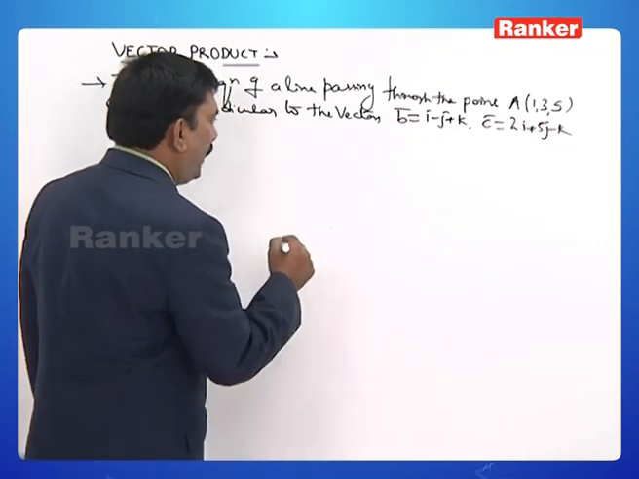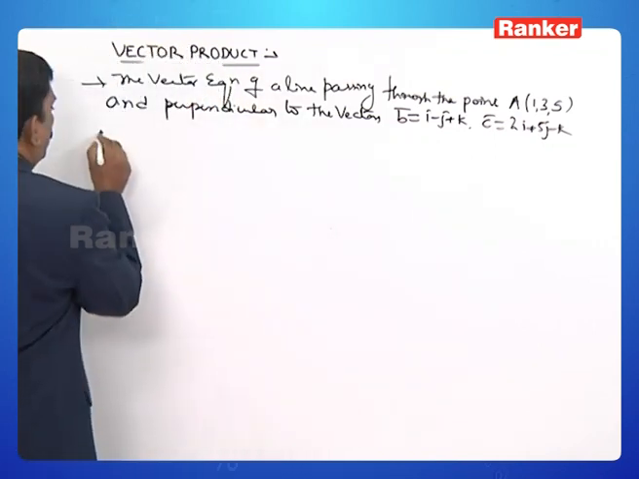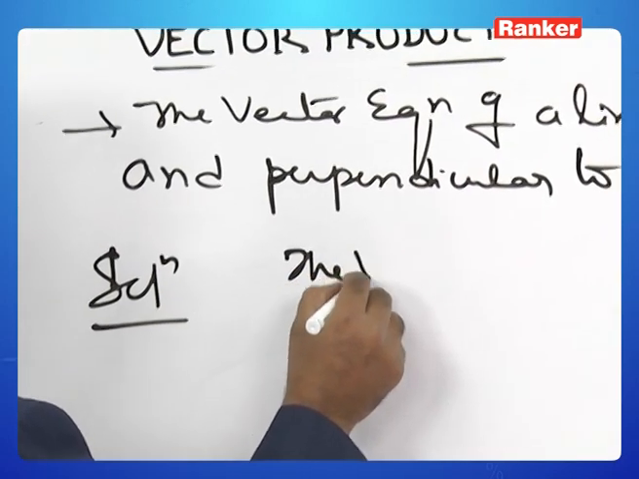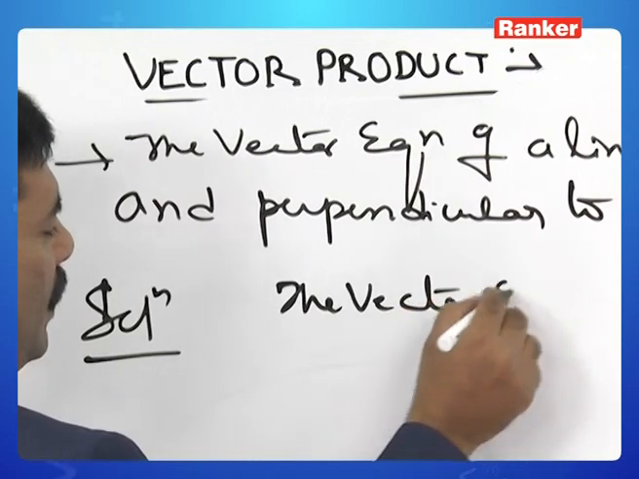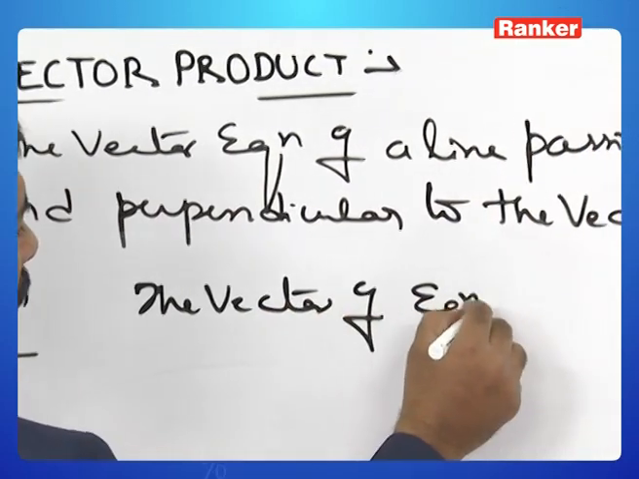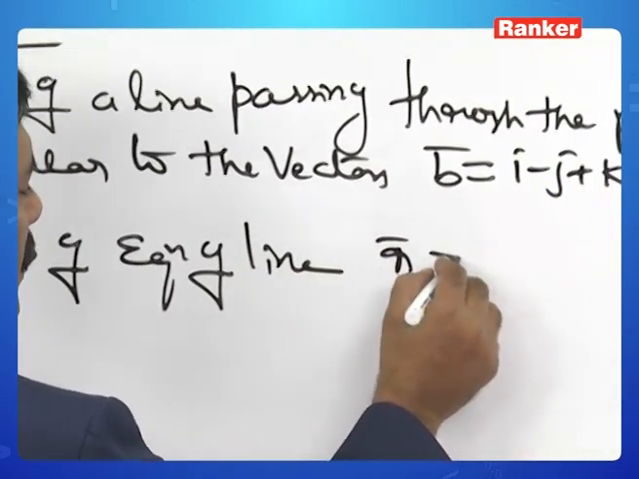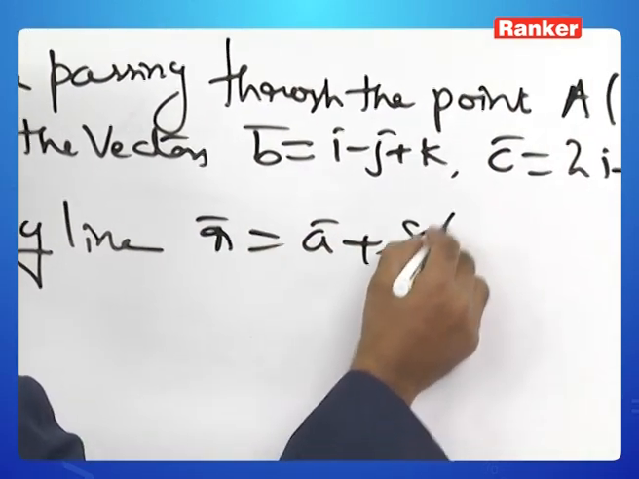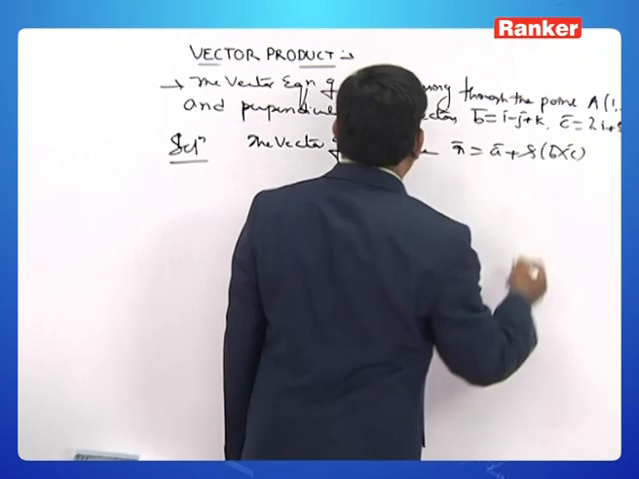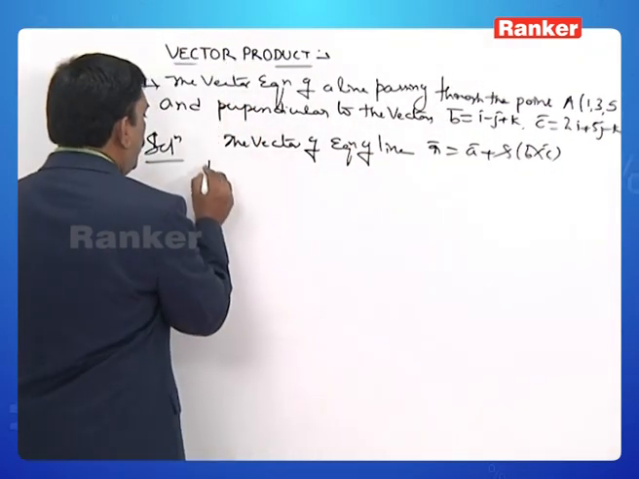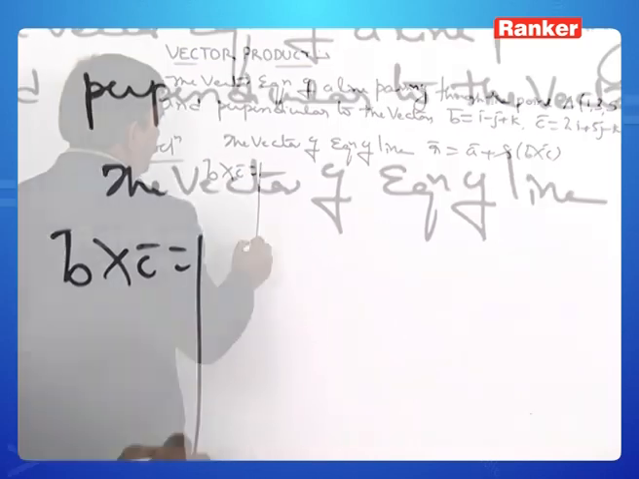We are supposed to find out. We know it already. The vector equation of the line is R bar is equal to A bar plus S into B bar cross C bar. But let us find out B bar cross C bar first.